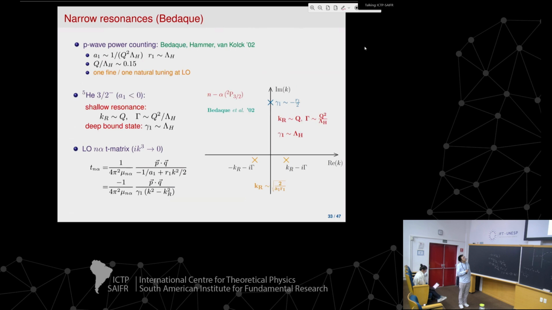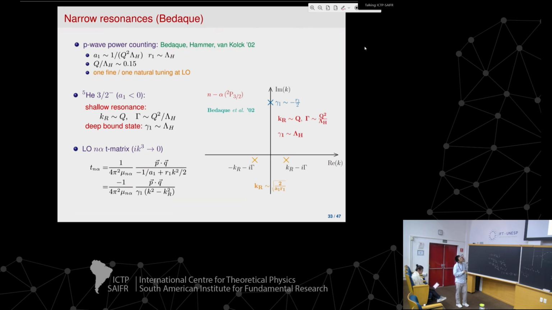And there is the different power counting by Bedaque et al. They argue that A1 is of the order 1 over Q squared times lambda, and R1 is of the order lambda. So for this power counting, based on what we know, Q over lambda is approximately 0.15, I think this number is coming from helium-5. If you go to different systems, it can move to say 1/3. So basically it means that you need one fine tuning and one natural tuning at leading orders.